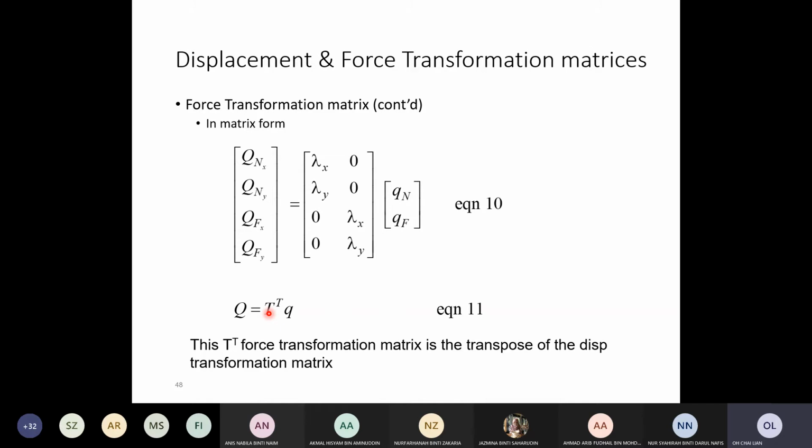In an easy way, the T, the transformation matrix, actually acts as the matrix to change the global information to the local information, or vice versa. So please tick in your notes these two equations.